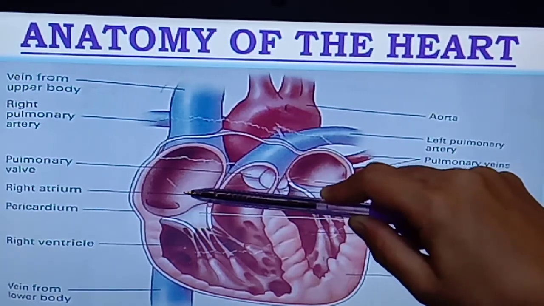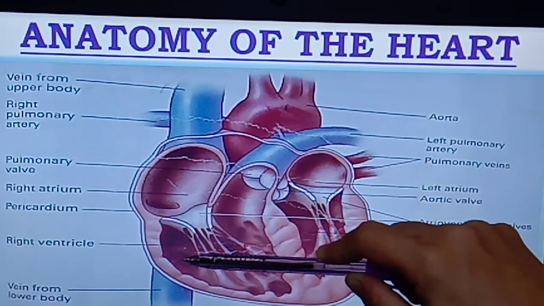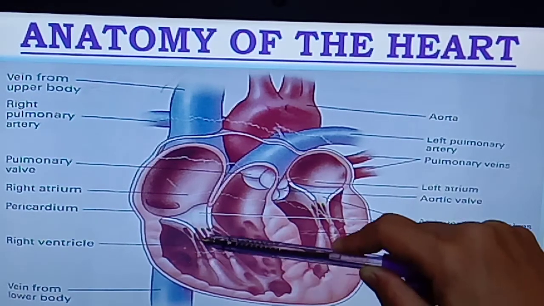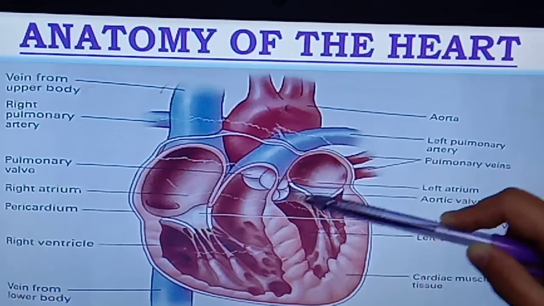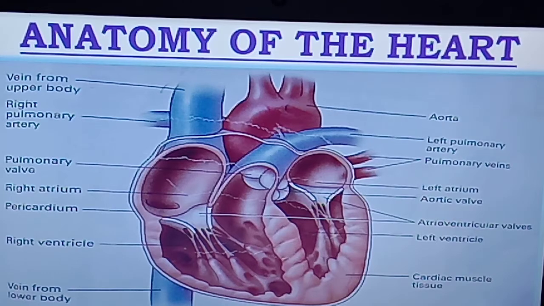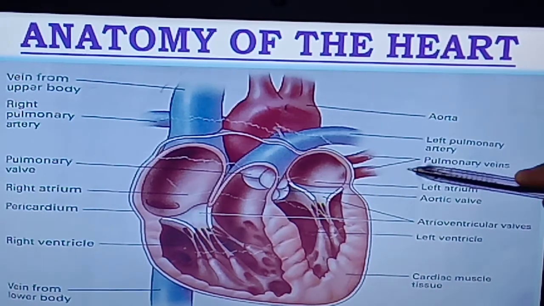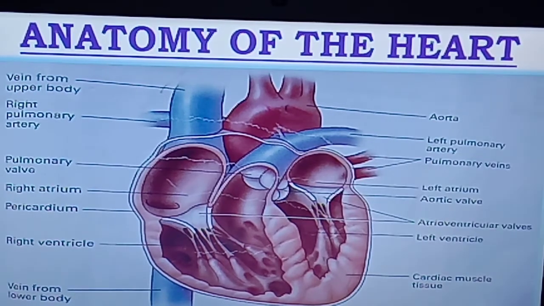From the right atrium, blood is then pumped into the right ventricle, and from here, blood is pumped through the pulmonary valve and pulmonary arteries to the lungs. After collecting oxygen and releasing carbon dioxide in the lungs, blood flows back to the heart through pulmonary veins and flows to the left atrium. The cycle repeats.